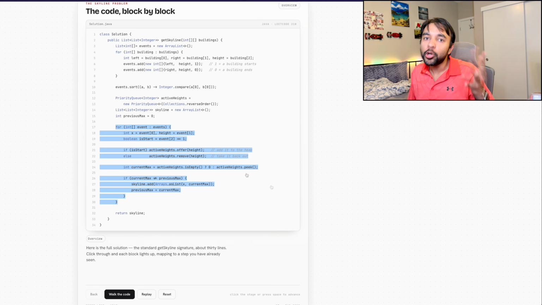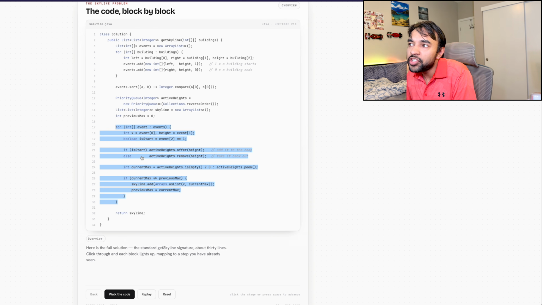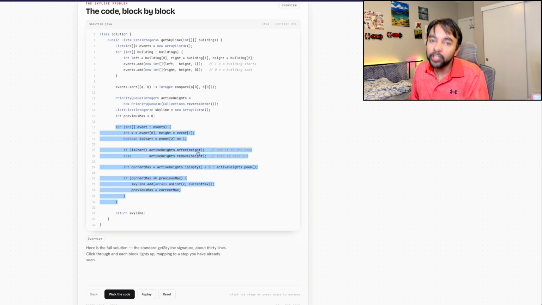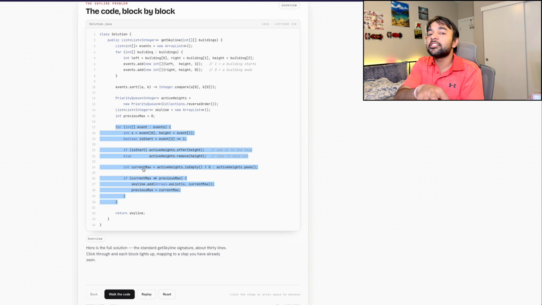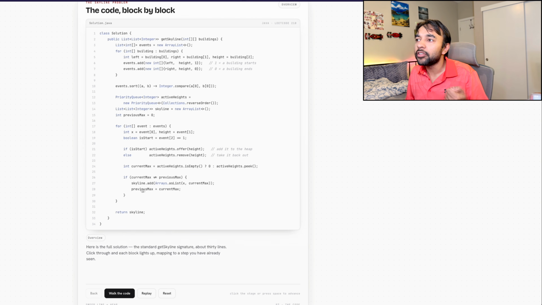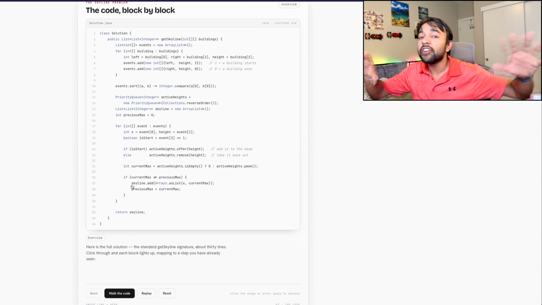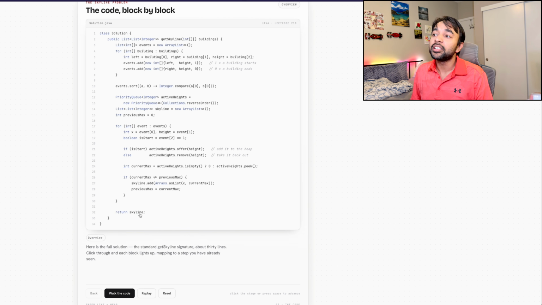In the next part, you are going to run a for loop for all of these events. And for every event, you basically check if this event is a starting event or an ending event. Based upon that, you are going to add this height to your priority queue, or you are going to remove it from your priority queue. This priority queue is actually your max heap. And this current max is just fetching the maximum value from my heap. You just keep track of everything and you keep on updating your skyline. At the very end, once you have iterated through all of the events, you simply return the skyline.